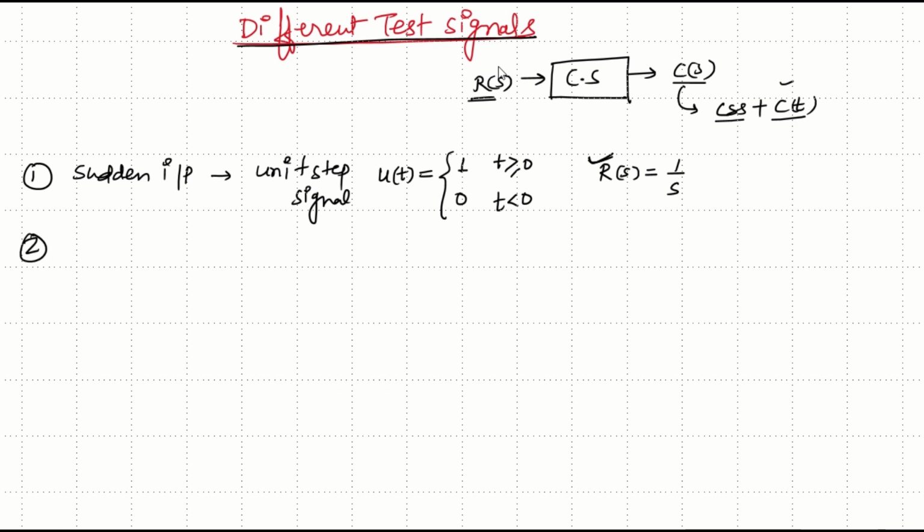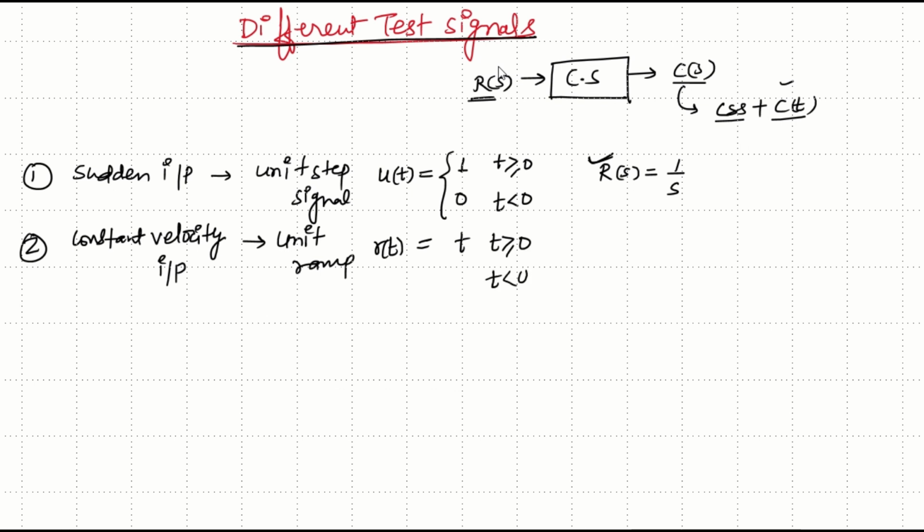The second input is the constant velocity input, which is mathematically a unit ramp signal denoted by r(t). So this is t for t greater than or equal to 0, and for t less than 0 this is 0. And we know that the Laplace transform of t is 1 by s square.